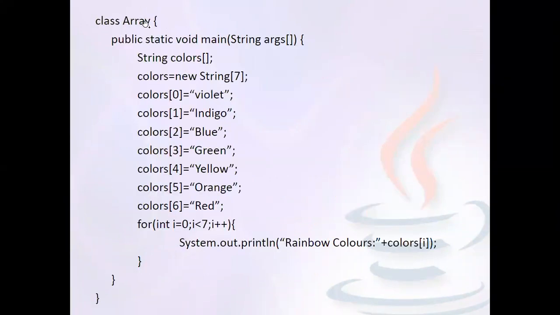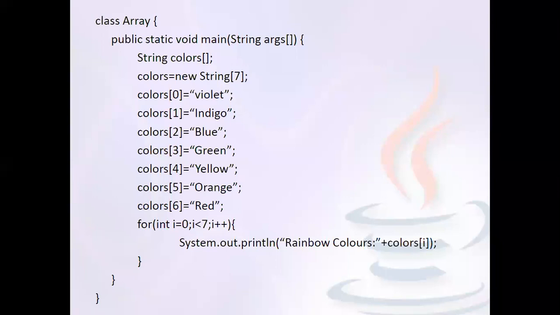Then we have the class Array, public static void main String args. We are taking an example of a class of the type Array, and within that we are using the PSVM, that is the main method, String args. Within that we write an array variable, colors, of String type, and assign it new String[7], because we know that in the so-called rainbow, we use 7 colors.